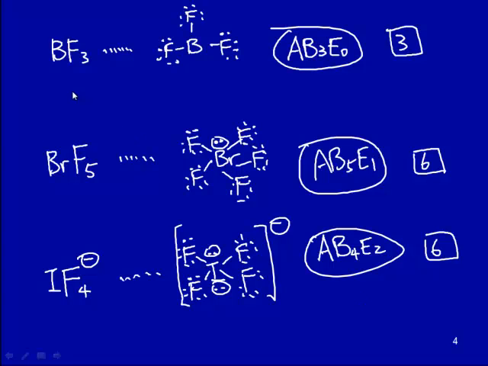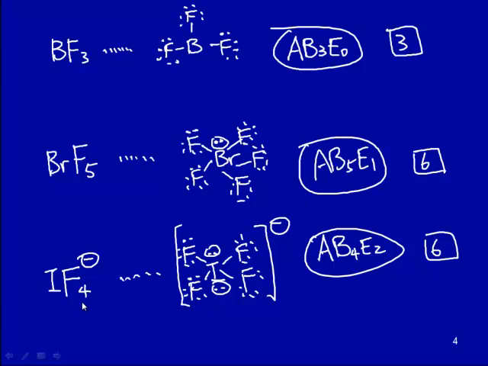And further extended out, here are more examples. Boron trifluoride will be AB3E0. The total number of electron groups will be 3. BrF5, bromine pentafluoride. After finishing the Lewis structure steps, you have 5 surrounding atoms bonded with the central atom, plus one lone pair of valence electrons that's not shared. It's not bonded with any of the fluorine, so it's sitting on the central atom bromine. So this is AB5E1. The total number of electron groups is 6.